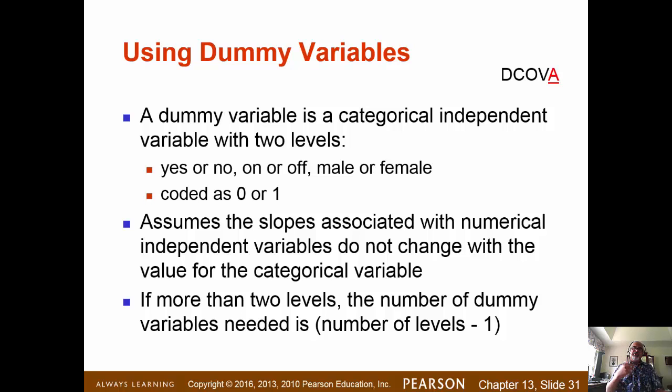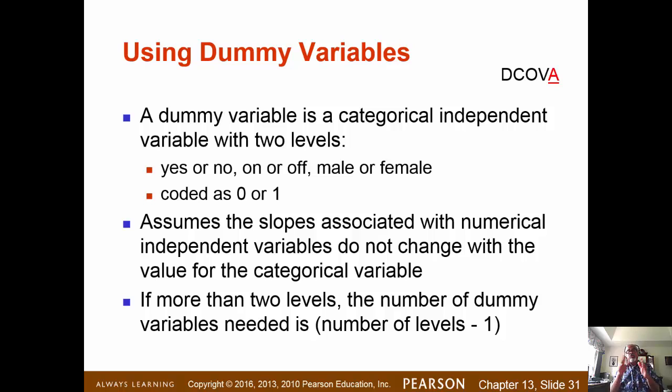It doesn't matter which one is 1 and which one is 0, so you can arbitrarily make that choice. But at the time of interpreting the slope coefficients, you have to keep in mind which category was coded as 0, that's your base value, and which category is coded as value 1. That makes a difference in terms of how you interpret the slope coefficient.